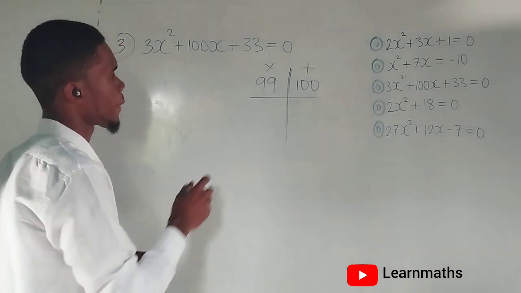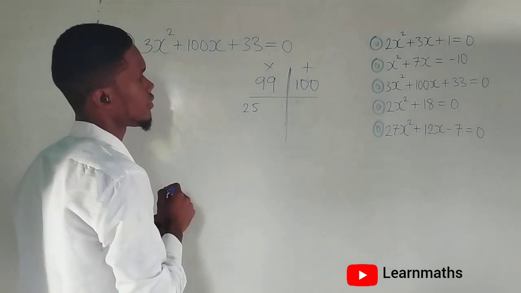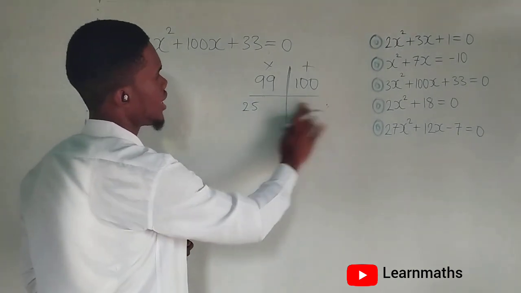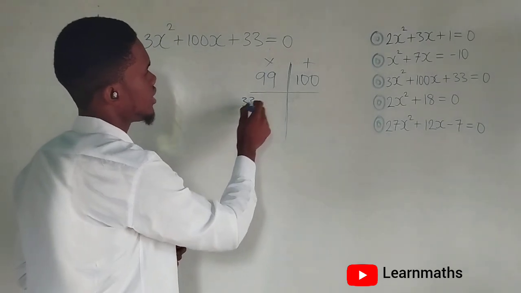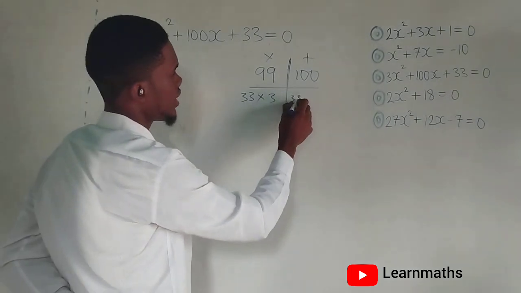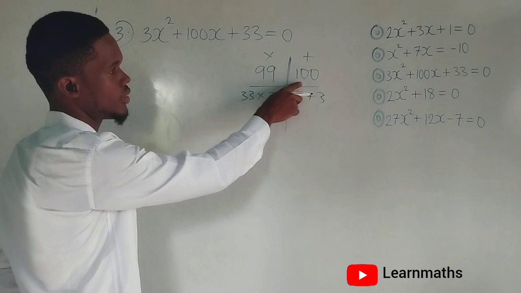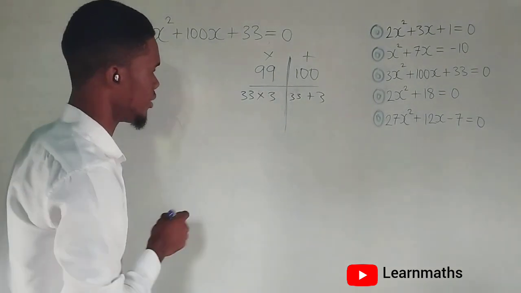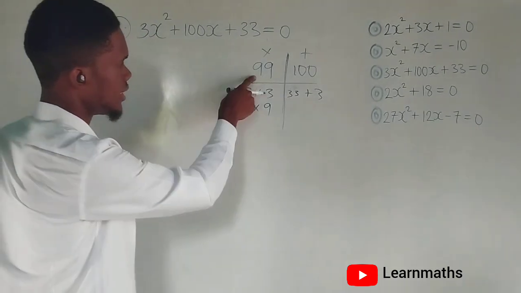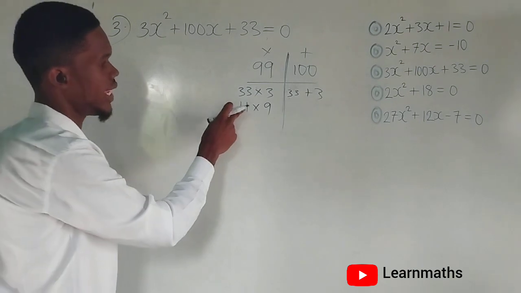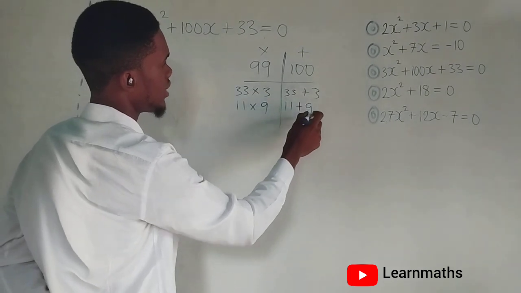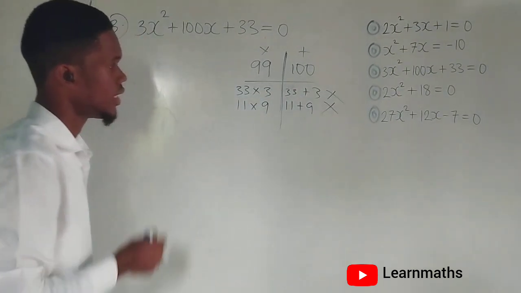Now if I say 25 times 4, that's 100, right? Sorry. If I say 33 times 3, that's 99, right? But 33 plus 3, that's 36, not 100. So let me try another 2 sets of numbers. If I say 11 times 9, that's 99, right? But 11 plus 9 is 20, not 100. So this failed. Let's keep trying.